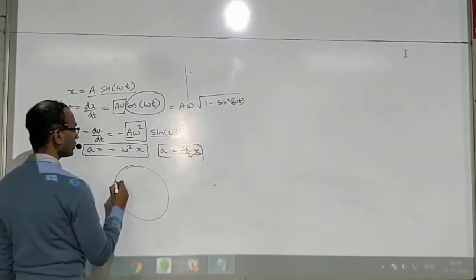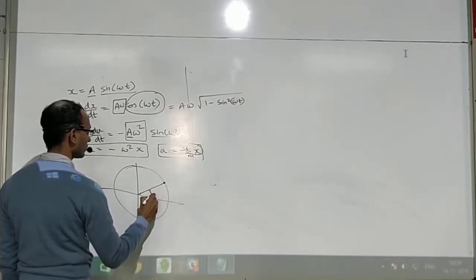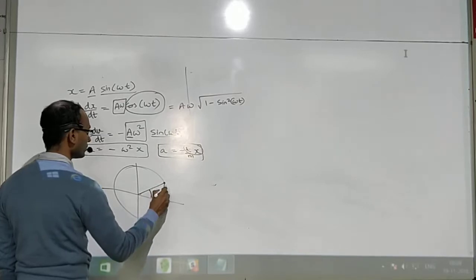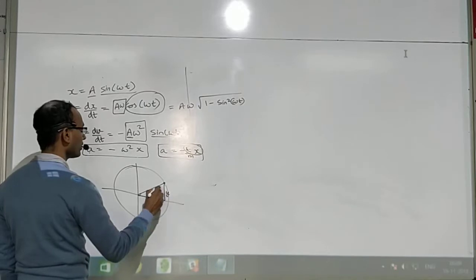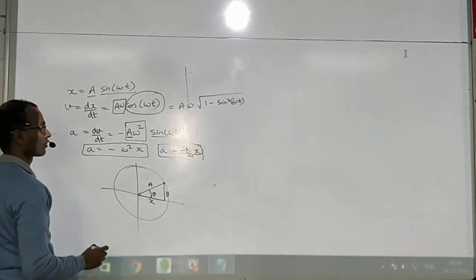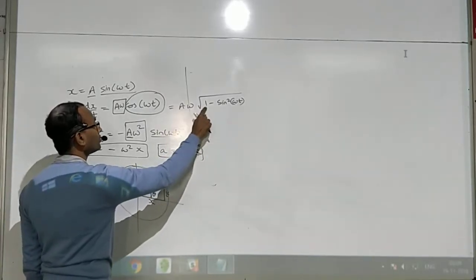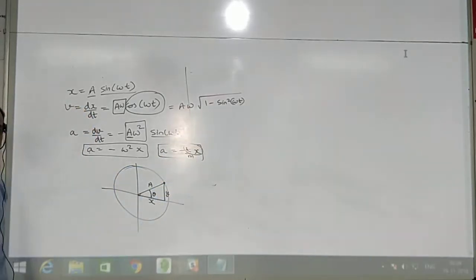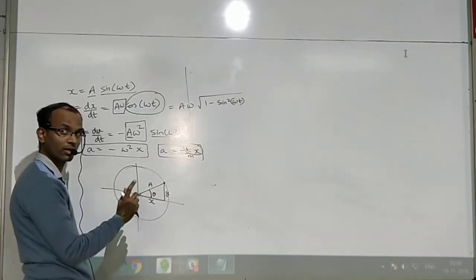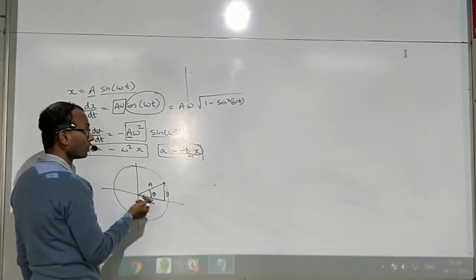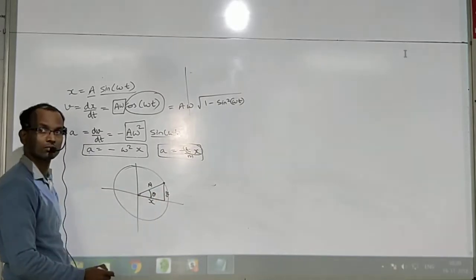Now, if you look at that unit circle, let us say this was theta, this was x, this was y, this was A. Now inside this root you have this 1, right? So 1 minus sin square theta is cos square theta. Agree? So what is sin theta actually? y by A. Agreed?